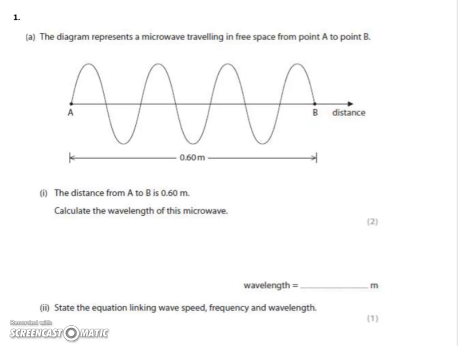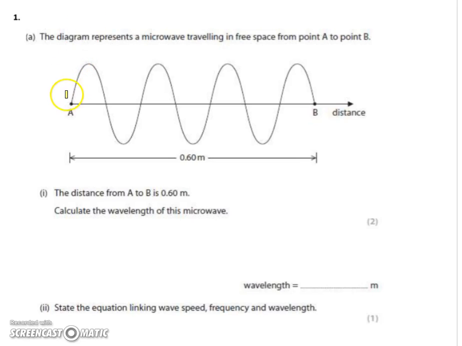Okay, number one. This diagram is of a microwave traveling through a vacuum-free space from point A to point B. They've given you the distance between these 2 points, but they want you to calculate the wavelength of the microwave. Now, the first thing we need to do is to look at the diagram and decide how many complete waves do we fit between A and B.